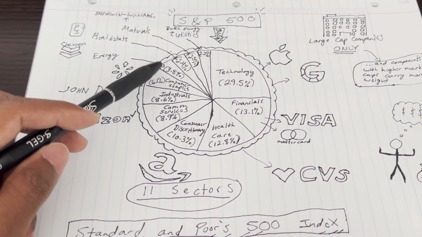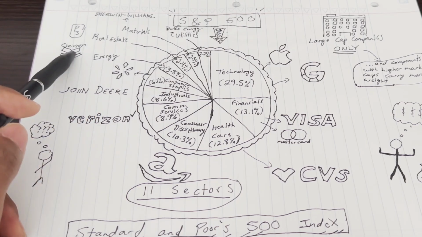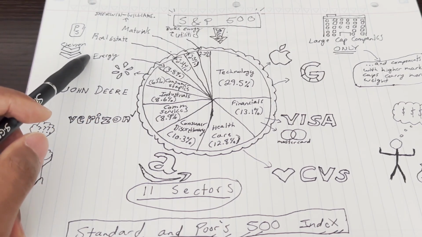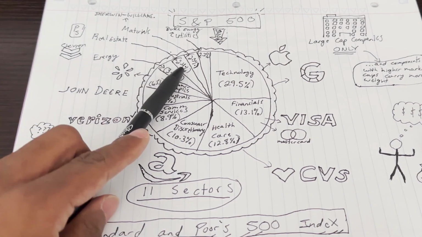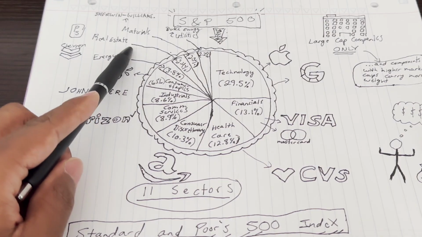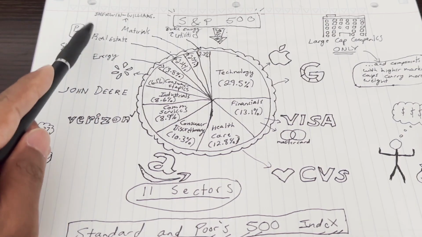There's energy companies, which is 3.8%. Think of companies like Chevron. If you've ever been to the gas station, you've probably seen a ton of Chevrons everywhere. ExxonMobil is another example. And then we have real estate, which is 2.4%. So think of companies like Public Storage.